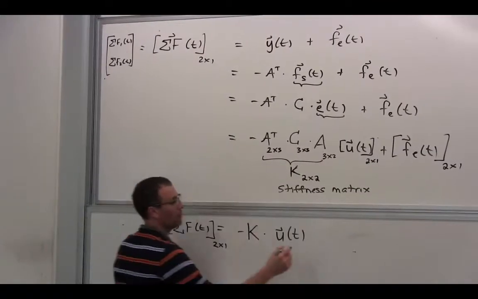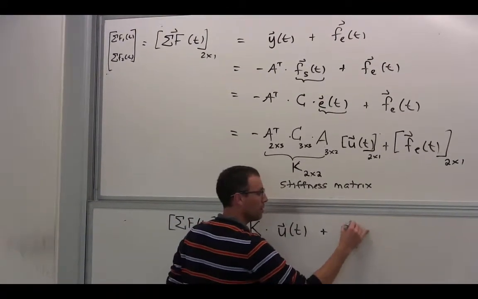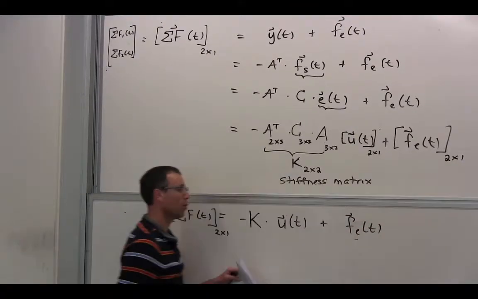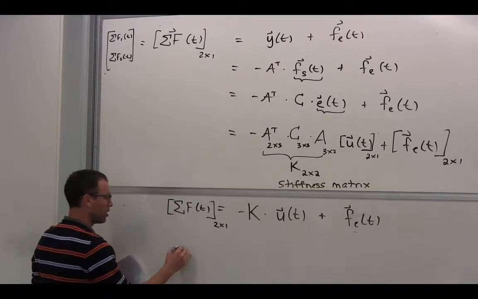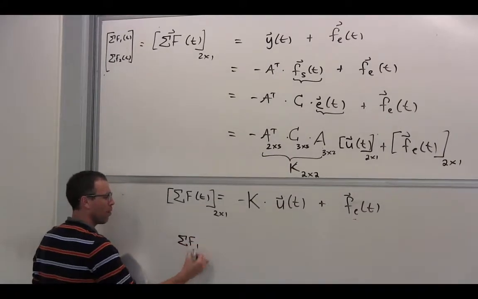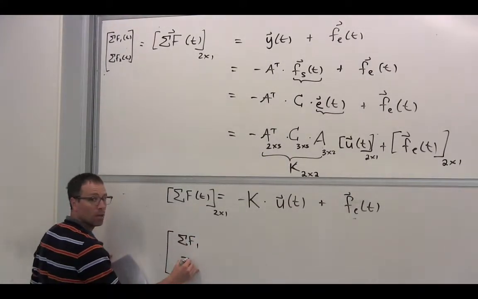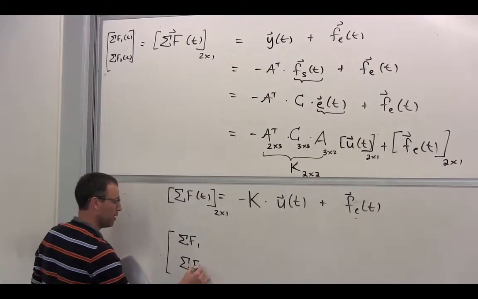So now I know my net force is going to be K times my displacement vector with a negative out front, plus my external force vector. But what else do I know about net forces? What did Newton's second law say? That if I want to find the net force, that wasn't just in my head, right?